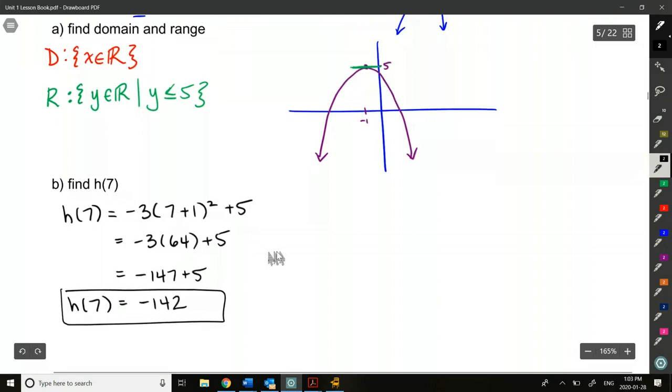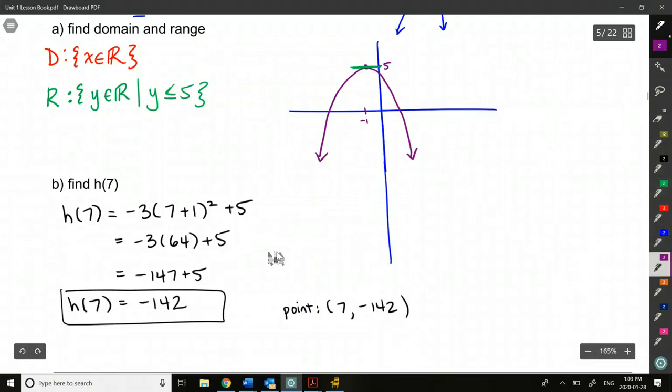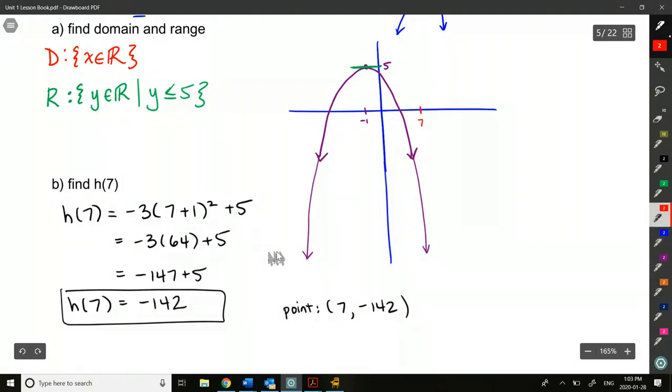So this actually gives us an actual point on this function, right? So there's actually a point on this parabola at 7, -142. If we were to imagine this graph continuing down here, and so on, once it gets wide enough, let's just say maybe this is 7, we have a point all the way down here at -142. That's what it's telling me.